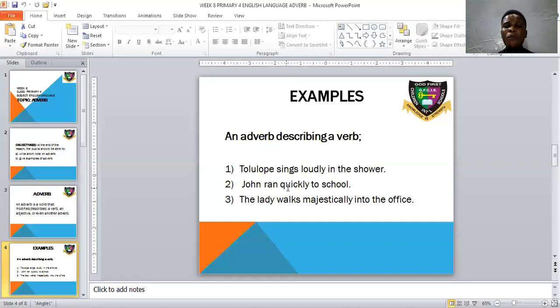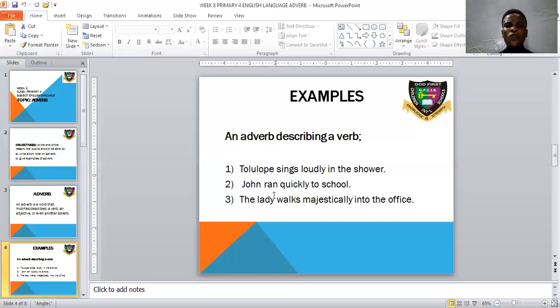It's telling me how much John ran to what? To school. How does he run to school? He ran very quickly. He runs very quickly. Is that taken? So the word quickly is telling me how much John runs to what? To school. John ran quickly to what? To school. Is that taken?